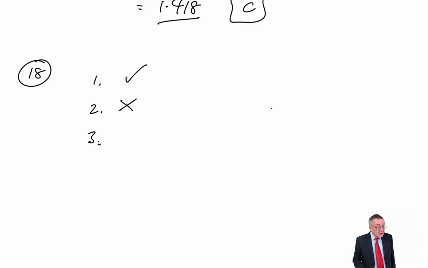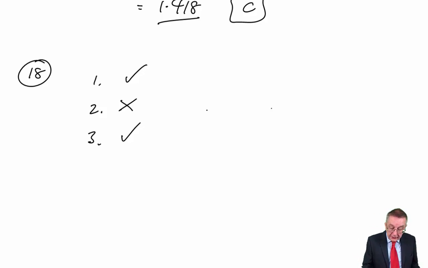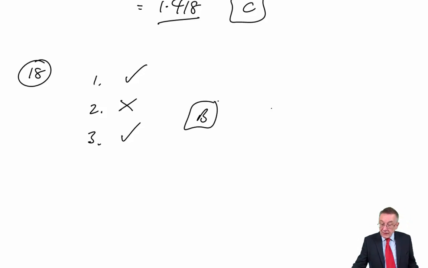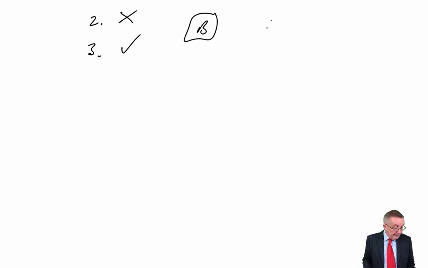Number 3: tests for semi-strong form efficiency focus on the speed and accuracy of share price responses to the arrival of new information. Yes. The more efficient the market is, the more share prices will react quickly to new information. In an ideal world, share prices would react instantly. So it's 1 and 3. The answer is B.